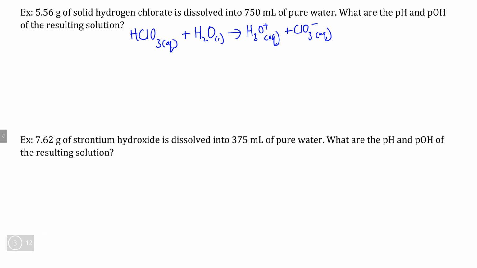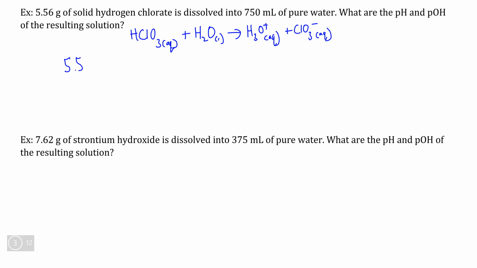In order to find what the pH is, we need to figure out what the concentration of H3O+ is, meaning that we need to find the number of moles of HClO3 that we add into water and divide that by the solution volume. The problem is that we're only given mass.